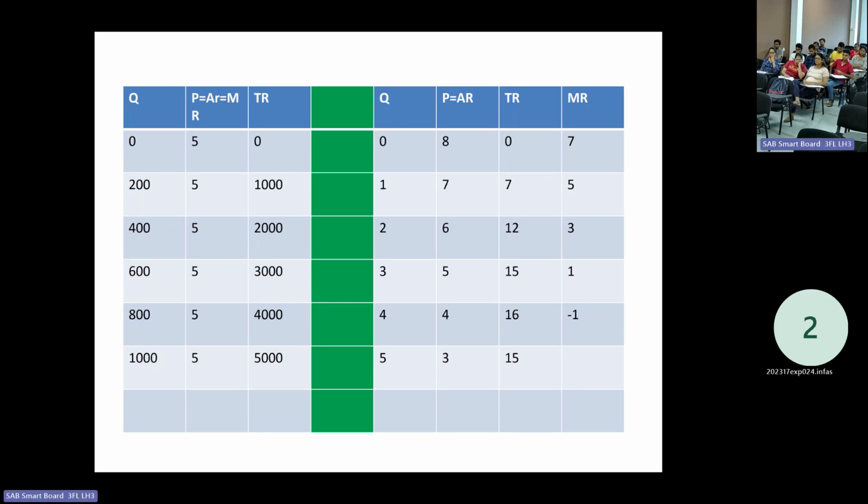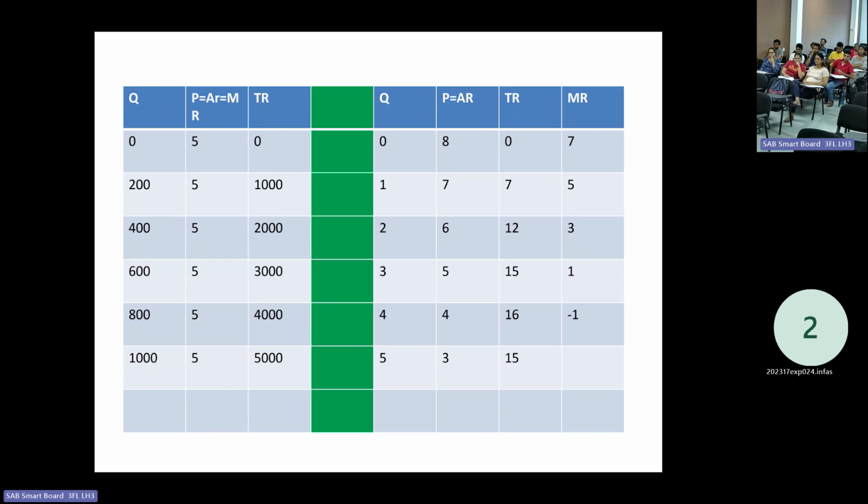To plot the total revenue curve in this case, is it linear or non-linear? You can draw the curve and see. Total revenue increases, comes to the maximum, then decreases. It's a non-linear curve.